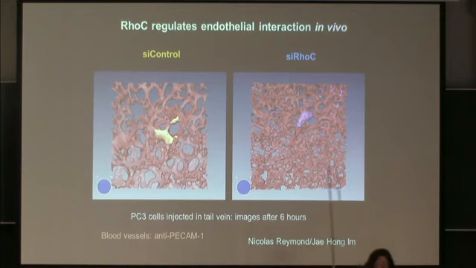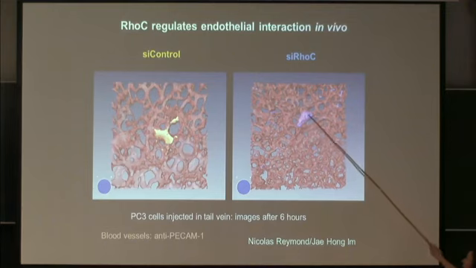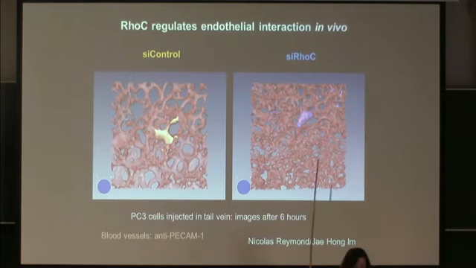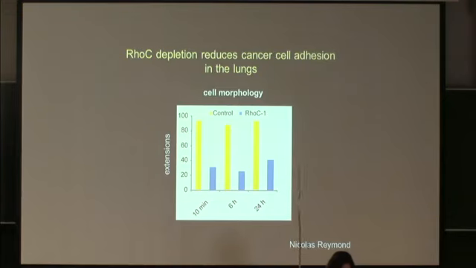Now actually, when we inject these cells into the mice, we see exactly the same thing. So the blood vessels again are shown in red. This is a control cell which is spreading and extending lots of protrusions down the blood vessels. And just like with the CDC42 depleted cells, the Rho C depleted cells are much rounder and have very few protrusions. So it's a very similar phenotype, but we know it's not acting through the same mechanism.